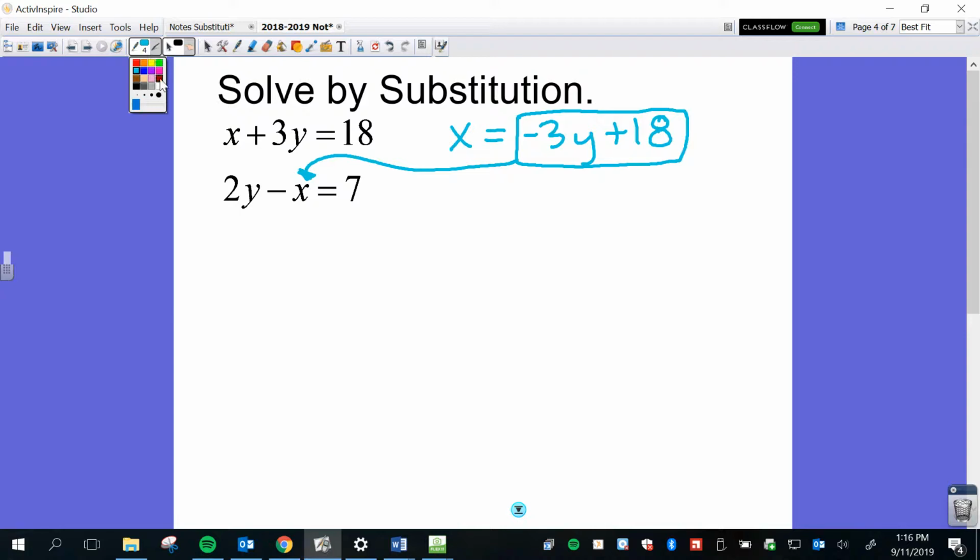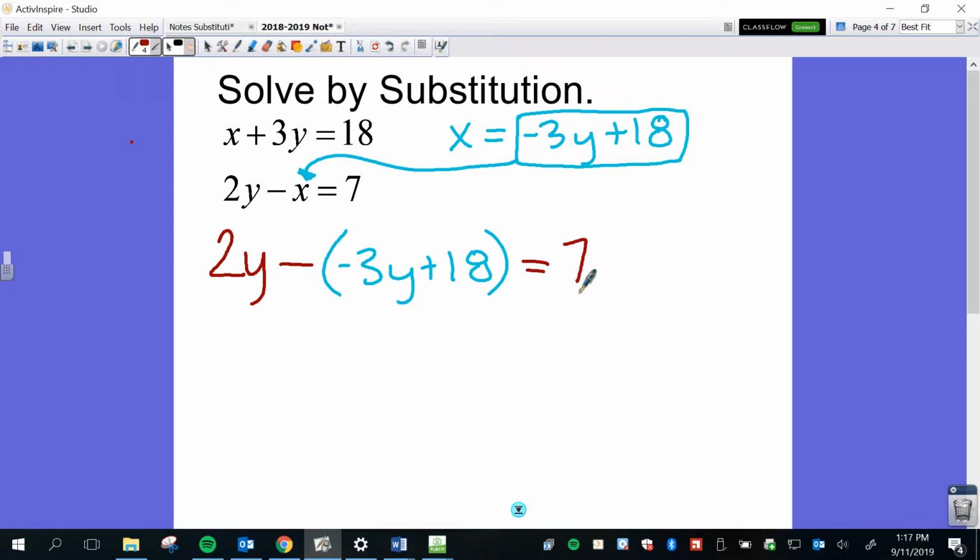But when you get to x, remember, it's out for the day. You need to use its substitute. So I write 2y. What do I write next? I write a minus sign next, and then whatever x is, which is negative 3y plus 18. And then I continue writing the rest of the equation, equals 7. Okay? Check, do I have only one type of variable in that equation? Yes, so we're good.